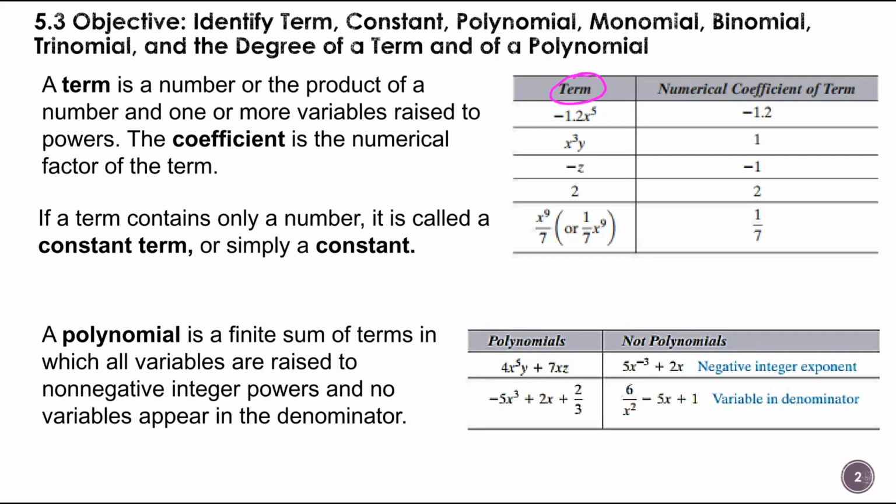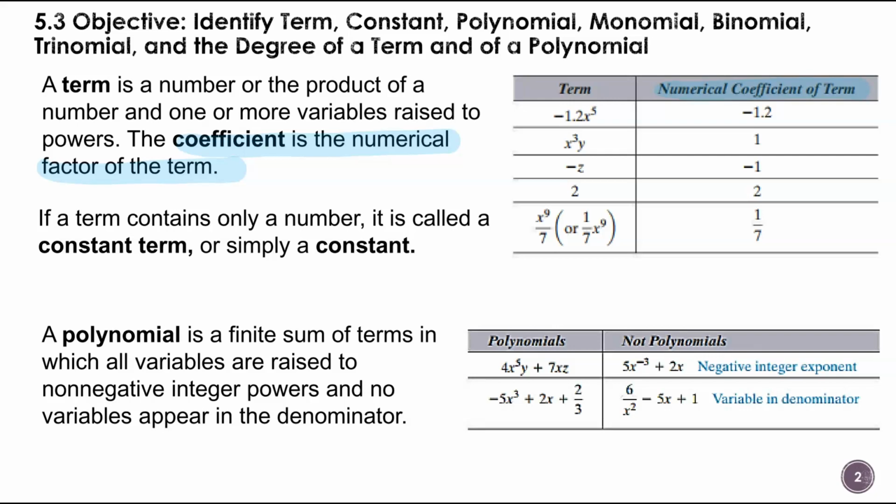And then the coefficient is the numerical factor of the term. I have some of those written out in this column, so they go with the term. If this term was negative 1.2 x to the fifth, my coefficient is negative 1.2. We're just going to say coefficient and not necessarily numerical coefficient, but it will be a number.